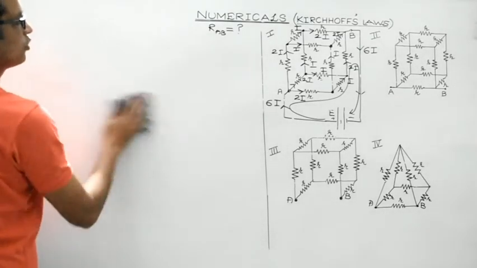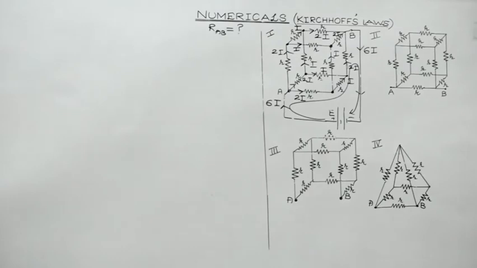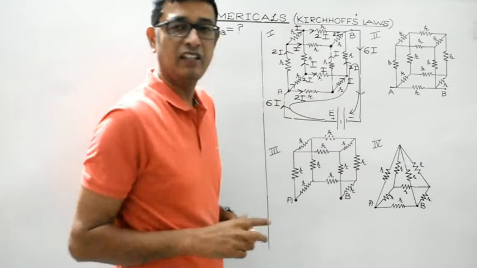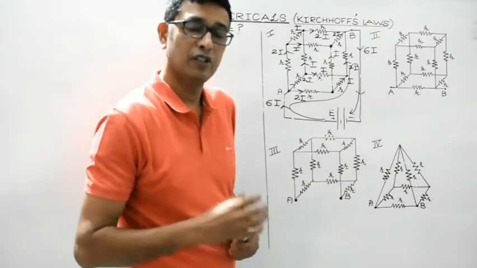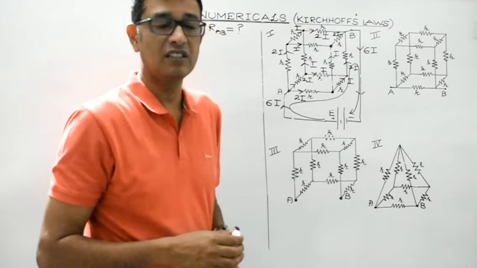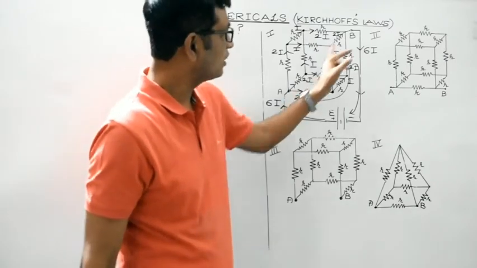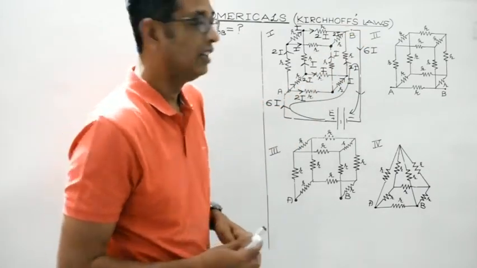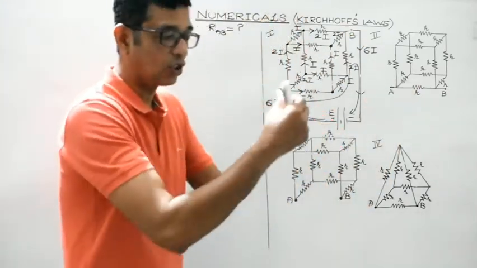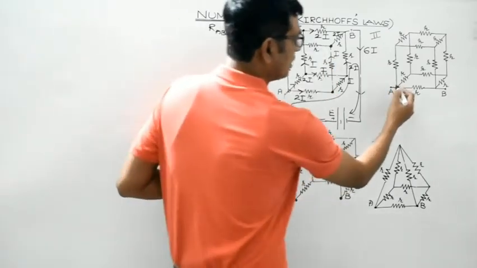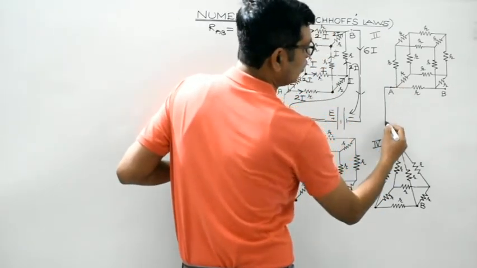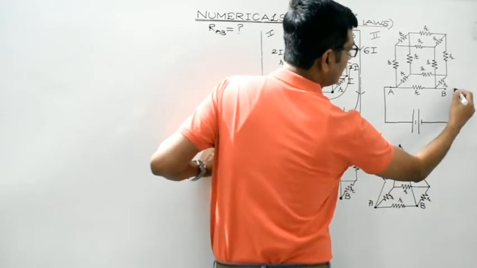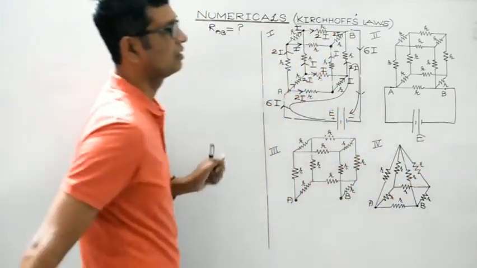Let's consider the second question. The first question was relatively simple because of the symmetrical nature of the circuit. The second is the same: it's again a skeleton cube made up of 12 identical wires, each offering resistance R. In the previous case, we were supposed to find the effective resistance between the 2 points which are diagonally opposite. Here, we are supposed to find the resistance across any one side of the cube, right? A and B are the 2 points. As in the previous case, we'll consider a cell of EMF E connected across the points A and B.